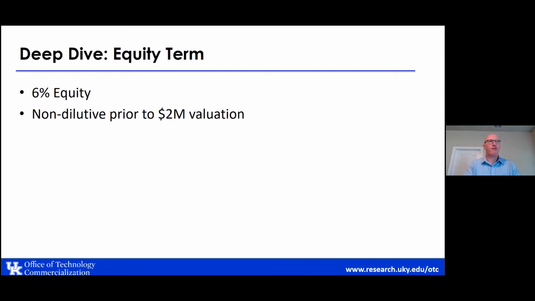This $2 million valuation is a relatively low bar. What we're really looking for is a valuation and an investment that builds some corporate governance aspects into the company. So at the point that the company's been valued at around the $2 million range, you've probably started to have a board.